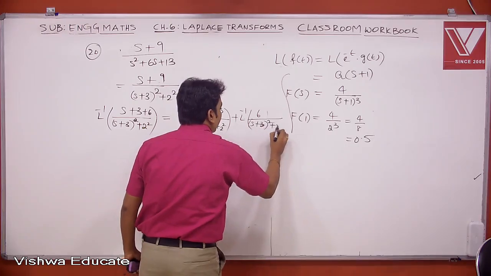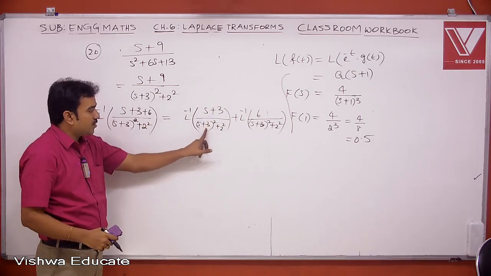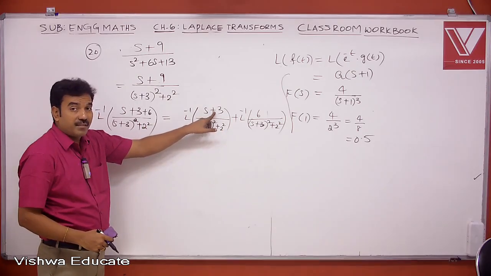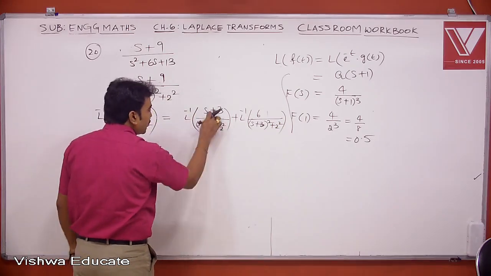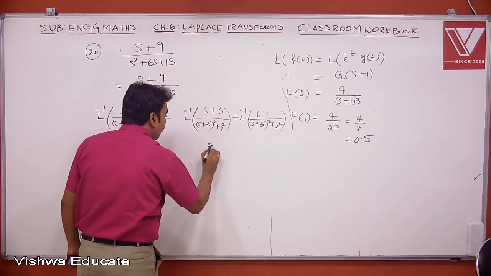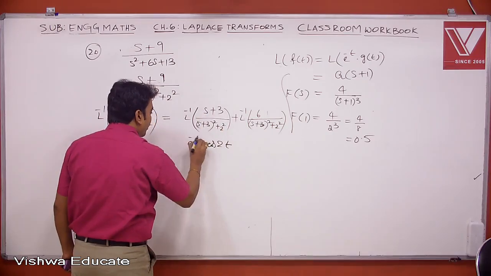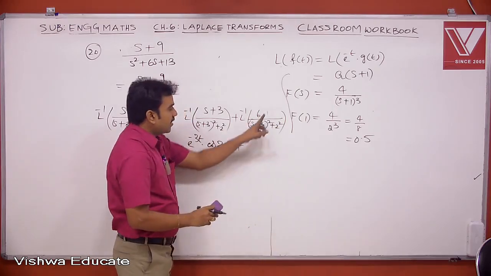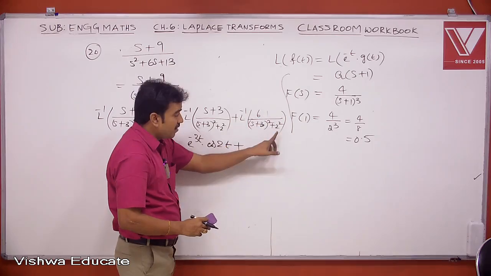So it is in the form L inverse of s by s square plus a square, but in place of s, s plus 3 is there. That means we have applied the shifting property indirectly. What is L inverse of s by s square plus a square? It is cos at, with a value 2, so this is cos 2t. But s is replaced by s plus 3, therefore you need to multiply with e power minus 3t. Plus, here it must be s by s square plus a square, but s is not there. A constant is there, and a value is 2.